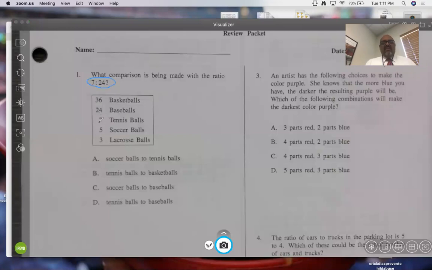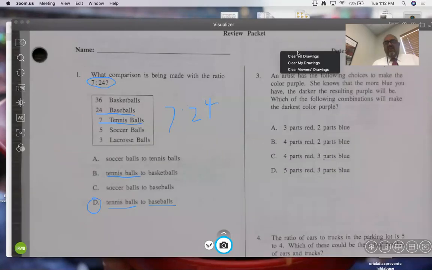What number has the 7? Tennis balls. So that's going to be the very first one I have, so it's for sure going to be either this one or this one. Now, going to my next number in the ratio, which is 24. There are 24 baseballs, and I would find the one that appropriately has baseballs. In that case, it's letter D. So my ratio of 7:24 is 7 tennis balls to 24 baseballs. Our correct answer in this one was D. Nice job. Hopefully we got that one figured out.